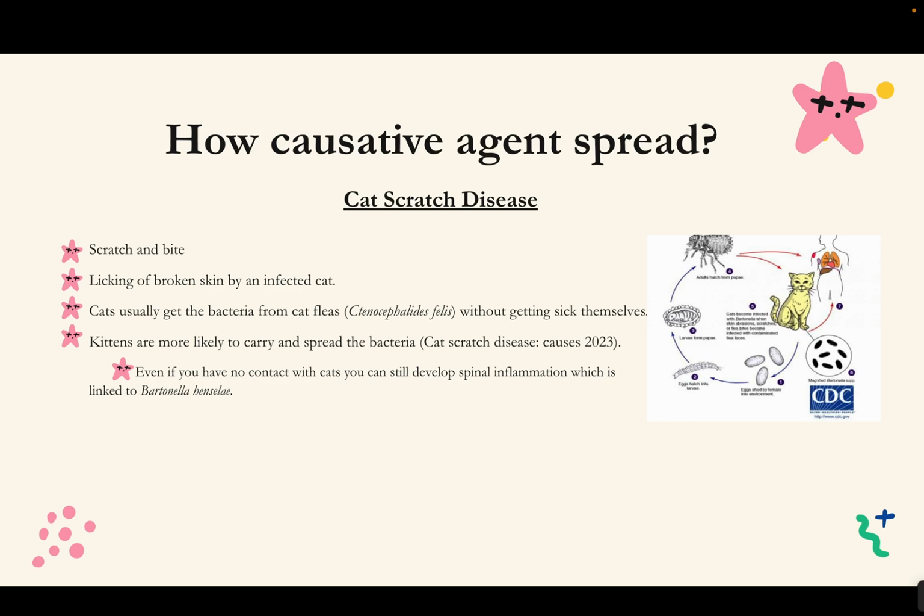How is cat scratch disease spread? Through scratches, bites, and the licking of broken skin by an infected cat. Cats usually get the bacteria from cat fleas without getting sick themselves. Kittens are more likely to carry and spread the bacteria. However, even if you have no contact with cats, you can still develop spinal inflammation, which is linked to cat scratch disease.